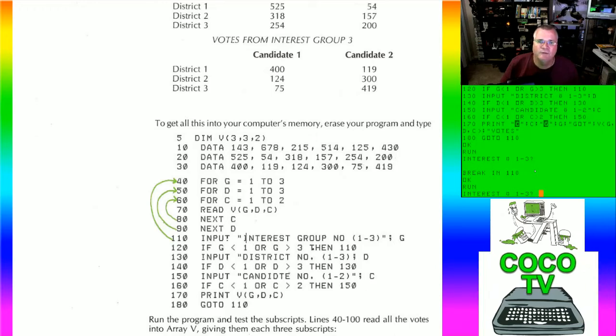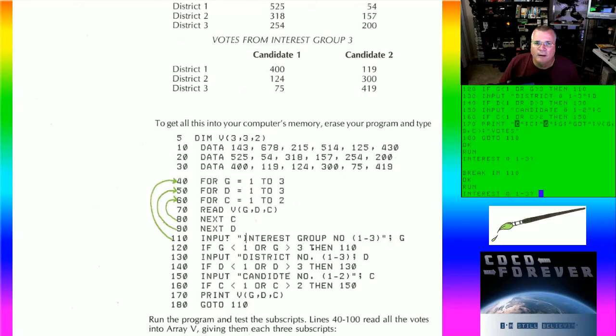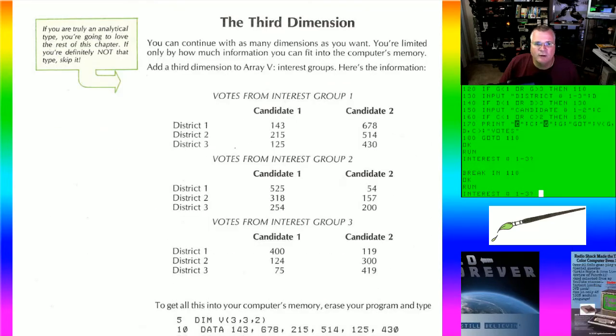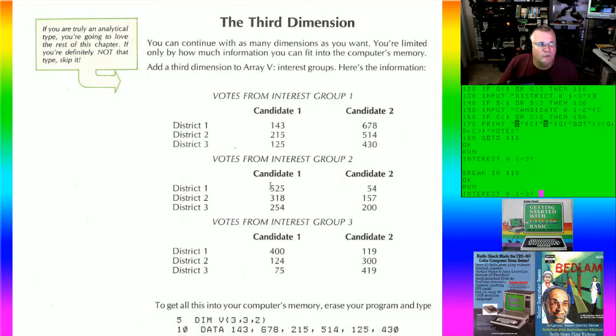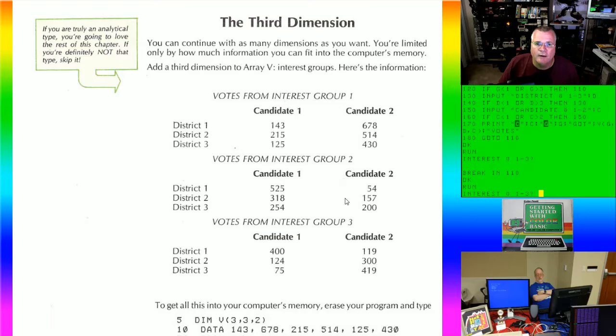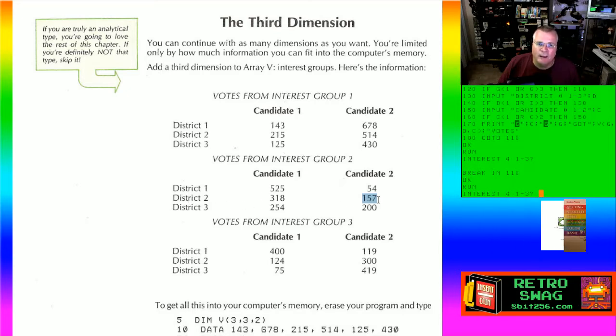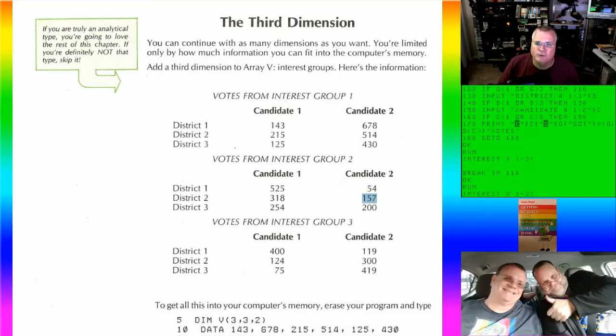And so now it's basically saying, well, what's your interest group? All right, well, I'll play your silly game. Let's look at the book here for just a second, and let's just go straight in the middle. So we're going to say interest group 2, district 2, candidate 2. That number should be 157. So just remember that, right? So interest group 2, district 2, candidate 2, 222. The answer should be 157.